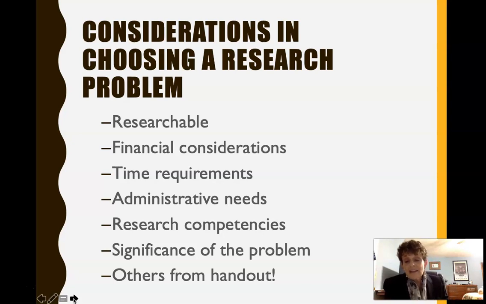And going hand in hand with that is the time requirements. Is this particular research goal going to take you a long time to gather the data that you need to make your conclusions? What are your time constraints? How long will your population, your sample size, be available for this particular research? Do you have them for the period of time that you need them?